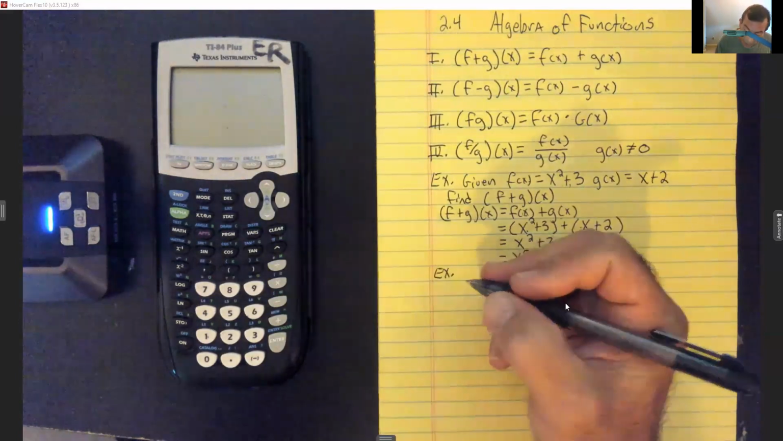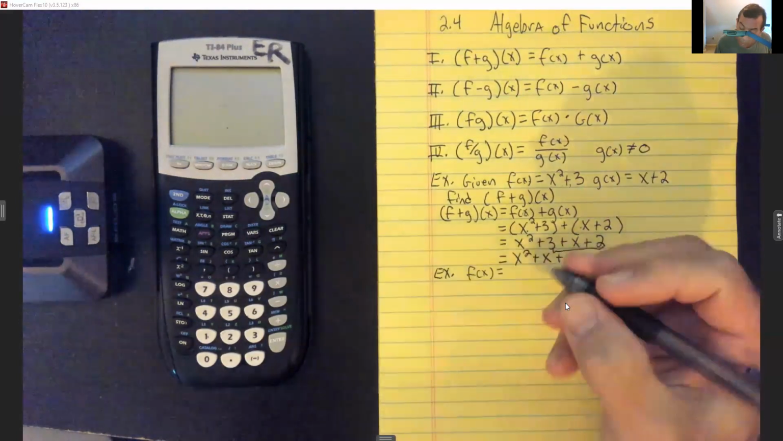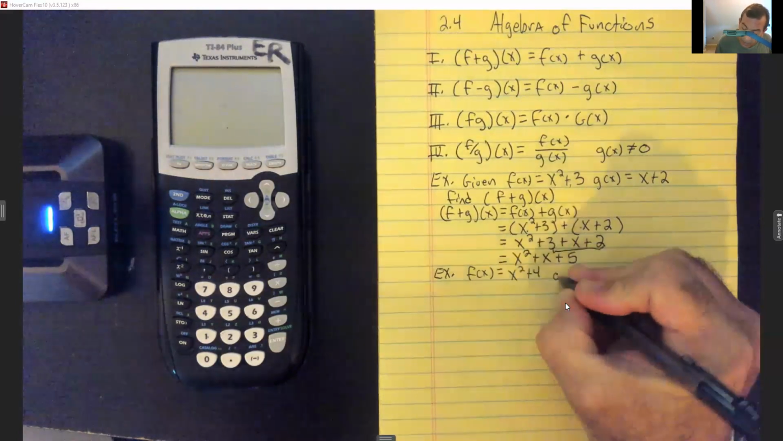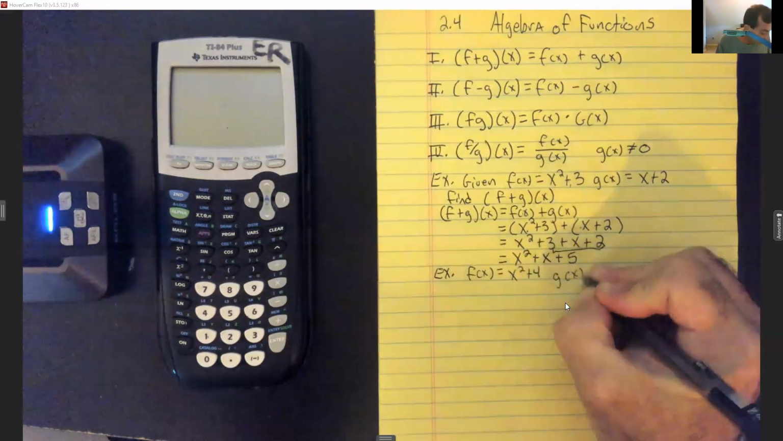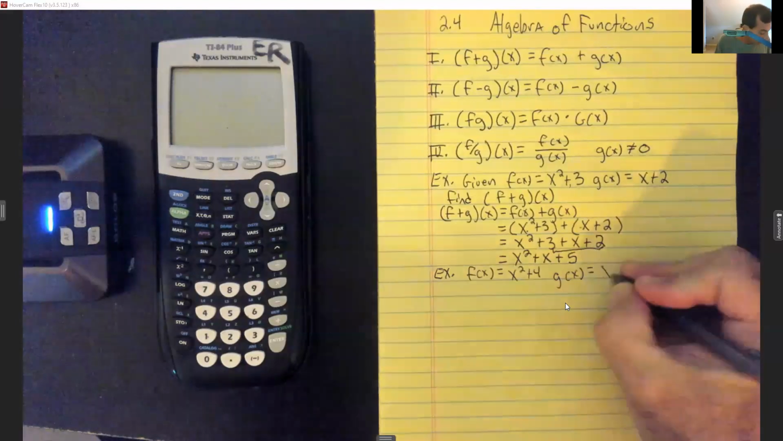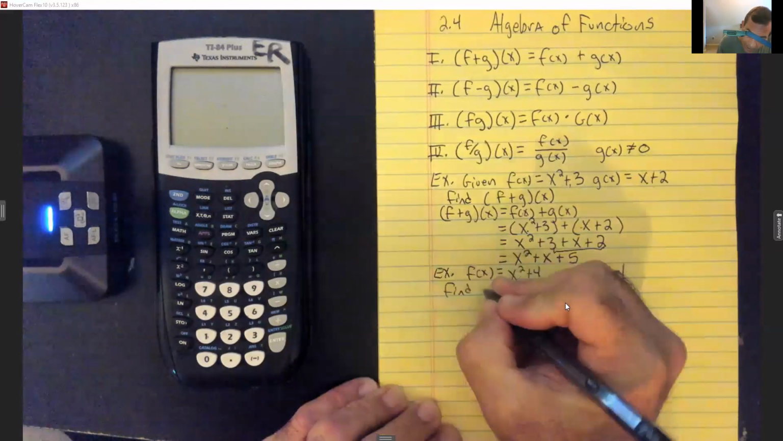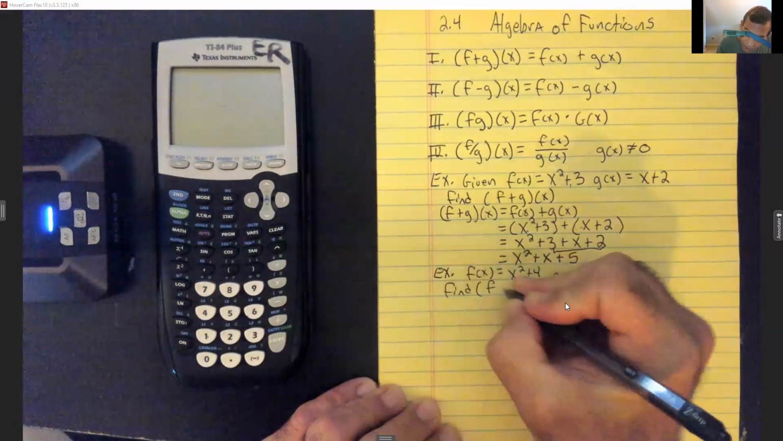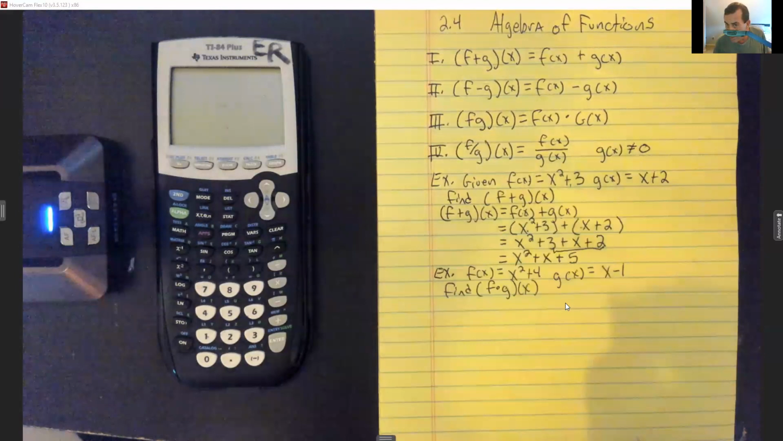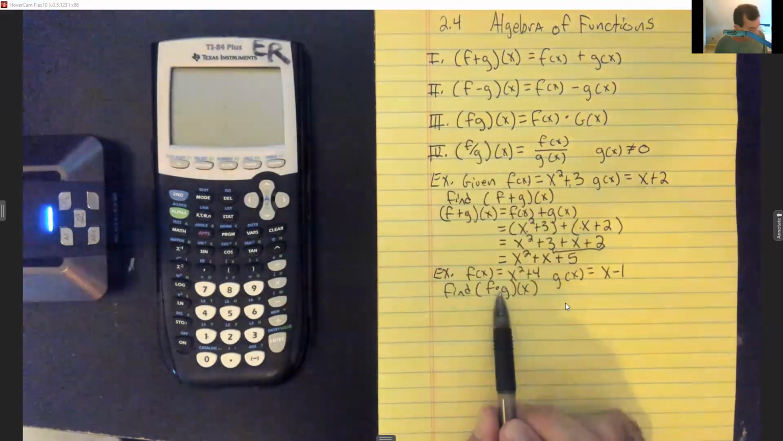All right, y'all, next one they give us f of x is going to equal x squared plus 4. g of x is going to equal x minus 1. This time they want us to find f times g of x. So sometimes they'll put the letters right next to each other for multiplication, and then sometimes they'll actually throw that dot in the middle, okay?